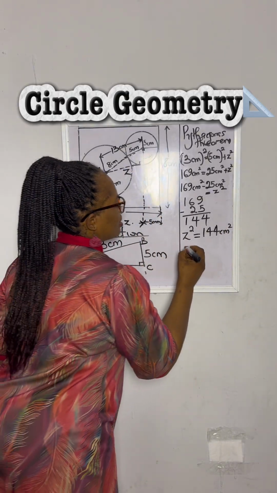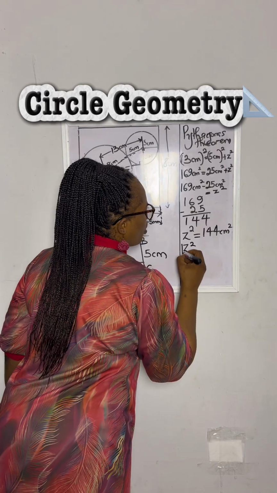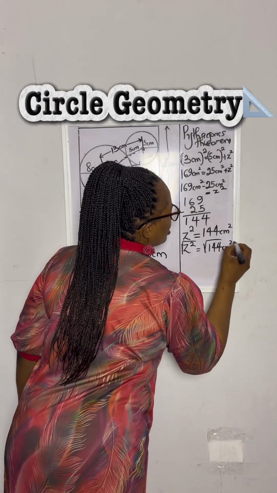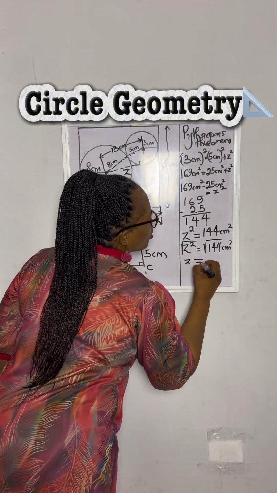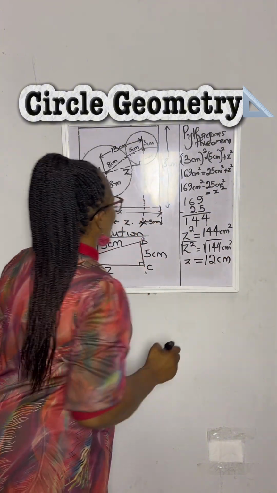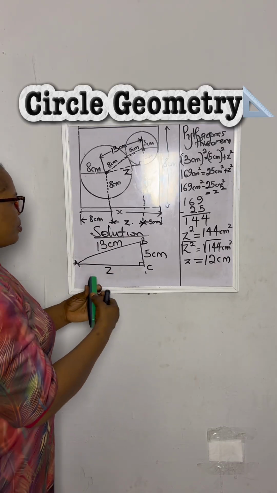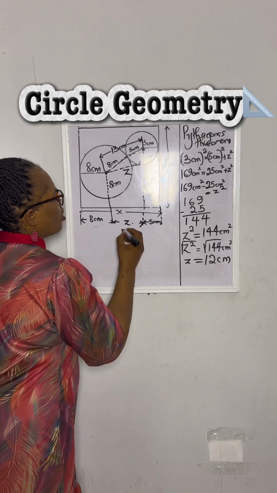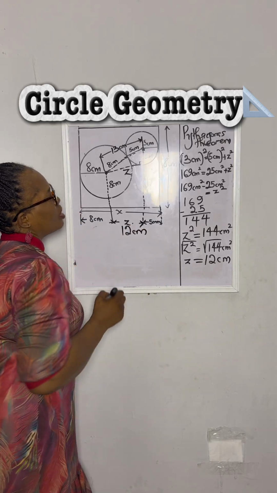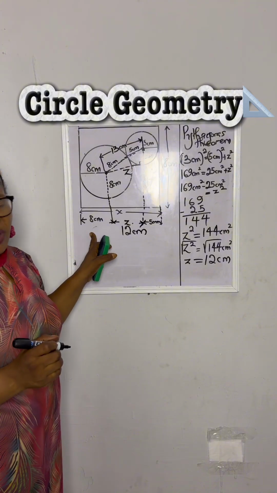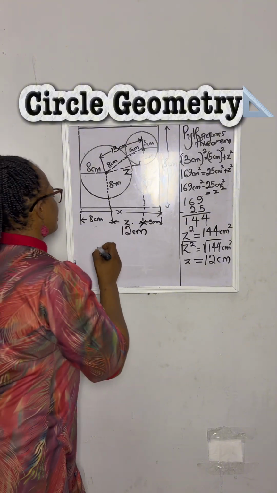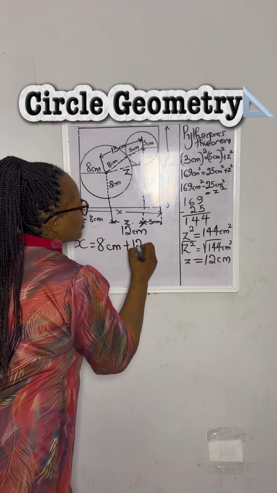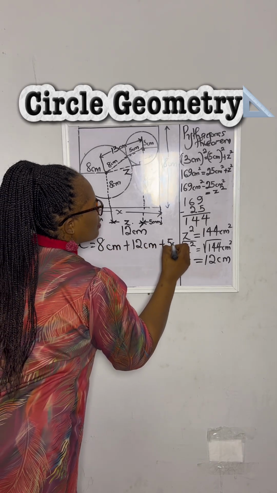How do I get Z? I would have to find the square root of both sides. Finding the square root of 144 centimeters squared gives us Z equals to 12 centimeters. Now, going back to the question, I have my Z to be 12 centimeters. But the question is, we were requested to find the value of X. So X is 8 centimeters plus 12 centimeters plus 5 centimeters.